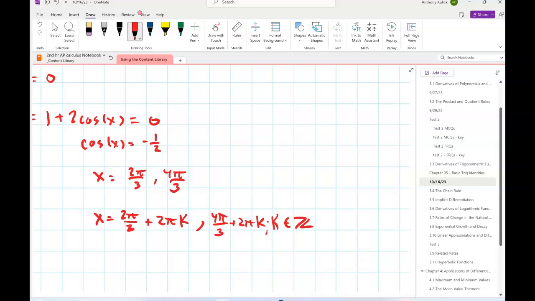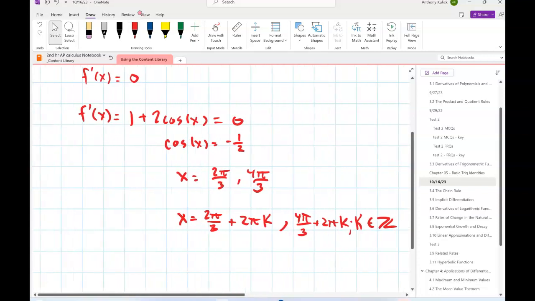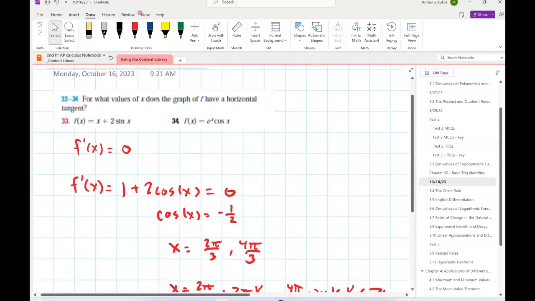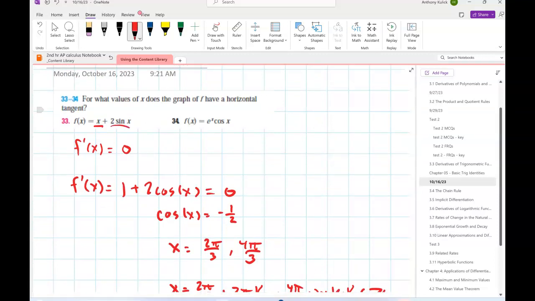Carmen? Where did you get the 1 plus 2 cosine x? So I did the derivative. The derivative of x is 1, and then the derivative of 2 sine x is 2 cosine x. Oh, we're doing 33. I thought we were doing 34. Oh, yep, nope, 33. Yep, that's okay.